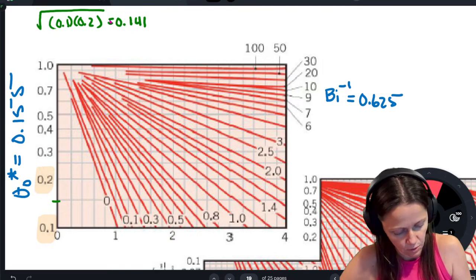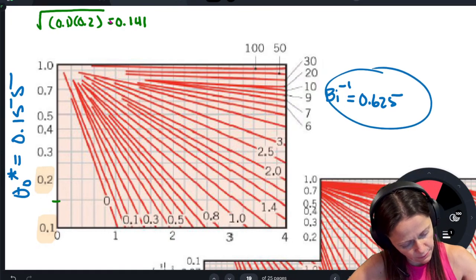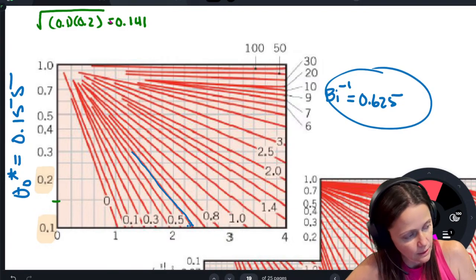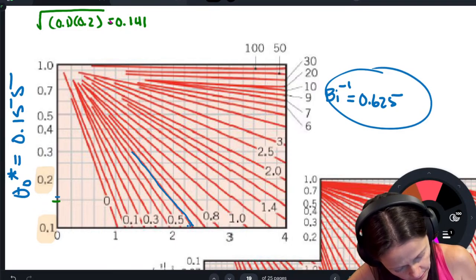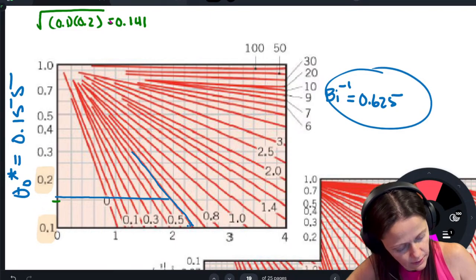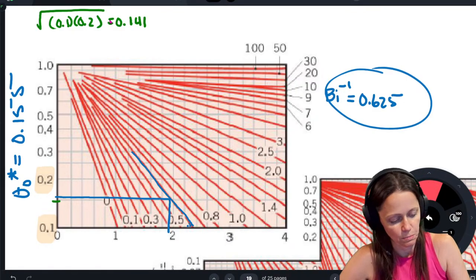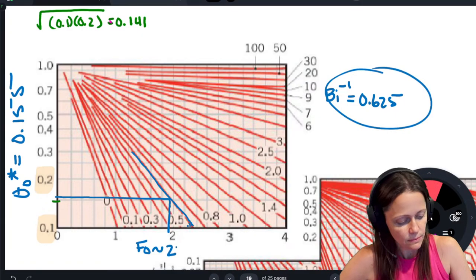I can try to get a little bit better, but if I've got a Biot number of 0.625, that's going to be maybe about right there. So that's going up like this. It's a little over that. So I would say our Fourier number, it maybe is a little less than 2, but I would say still our Fourier number is about 2.